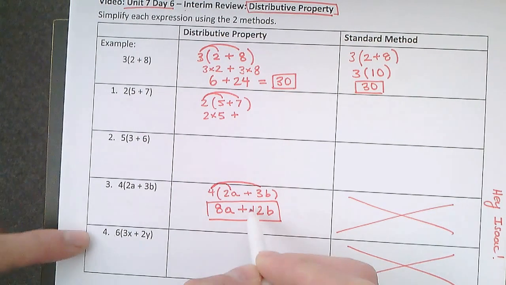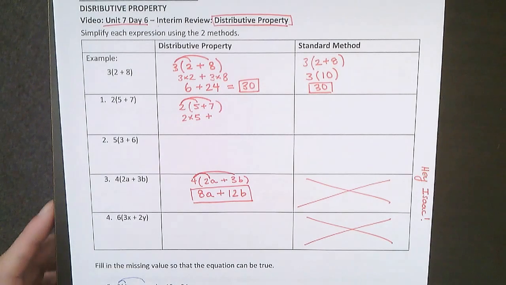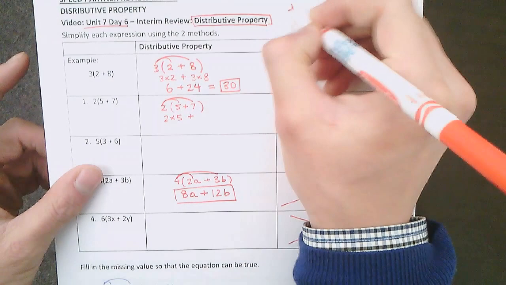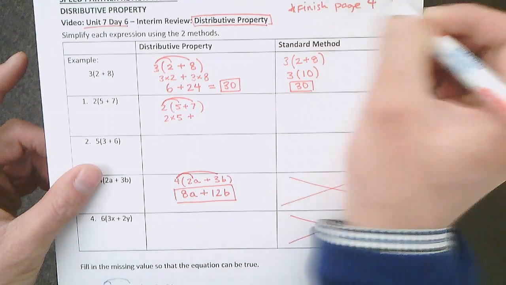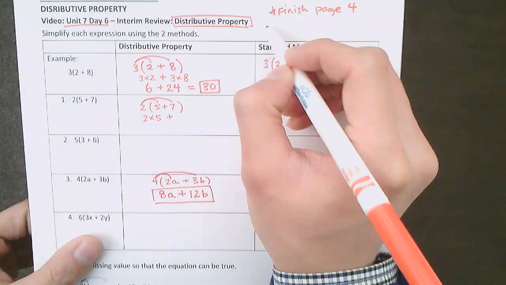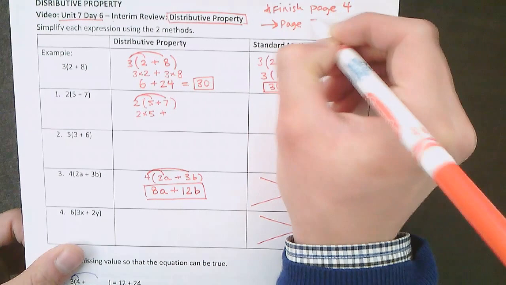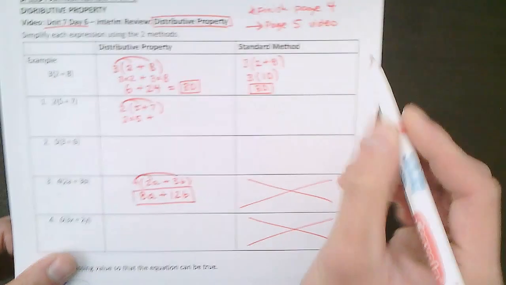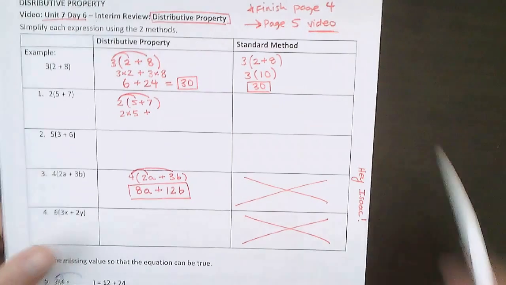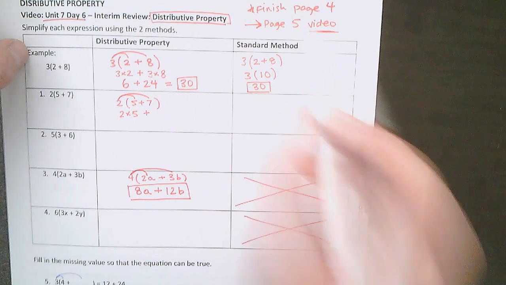So you can look at this example to do number 4. Once you're done with this, your instructions are to finish page 4, and then you're going to move on to page 5, and on page 5 there's another video, and you can see on page 5 which video you're supposed to watch. So finish page 4 and then turn to page 5 and then watch the video for page 5.